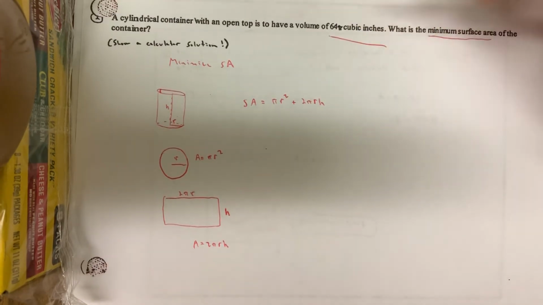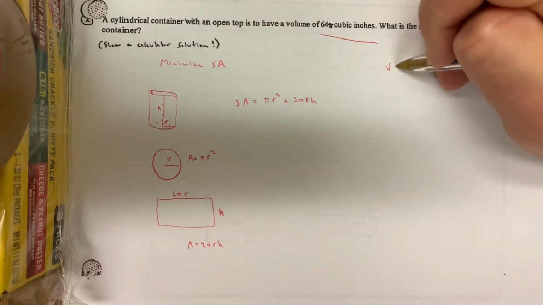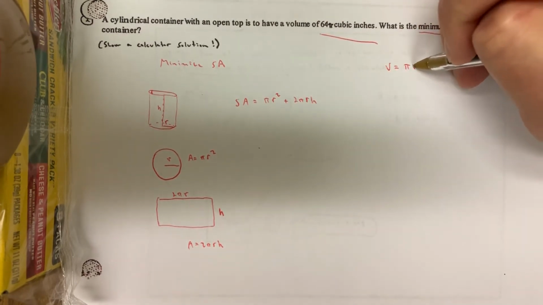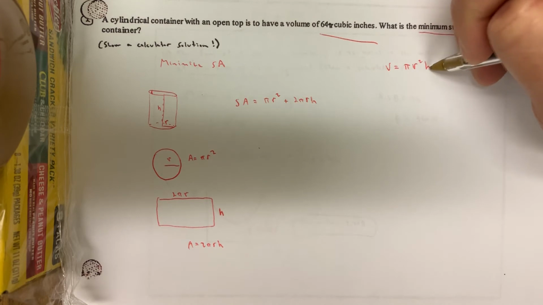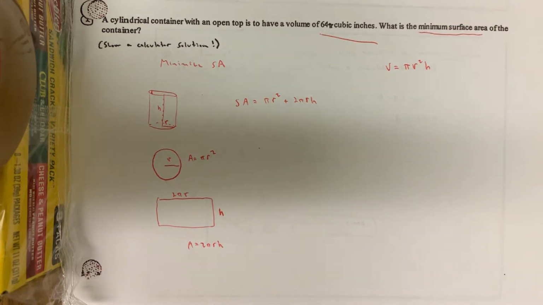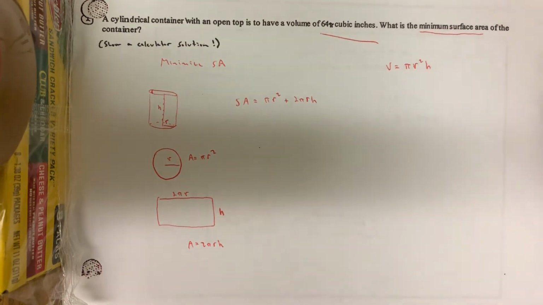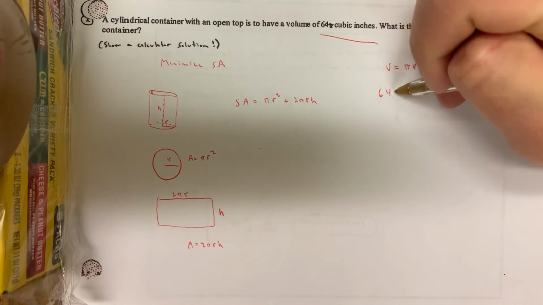They tell you the volume is 64 pi cubic inches. You do need to know the volume of a cylinder, pi r squared h. Something which we'll use next topic when we do related rates. You see it on the AP exam. A lot of times they give you the formula. It's not as well known as it used to be, but we used to have to memorize this. They tell me the volume has to be 64 pi.